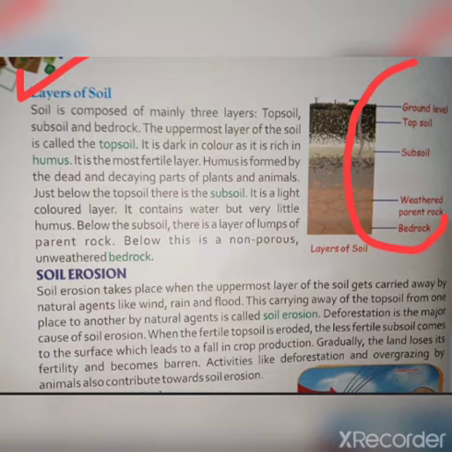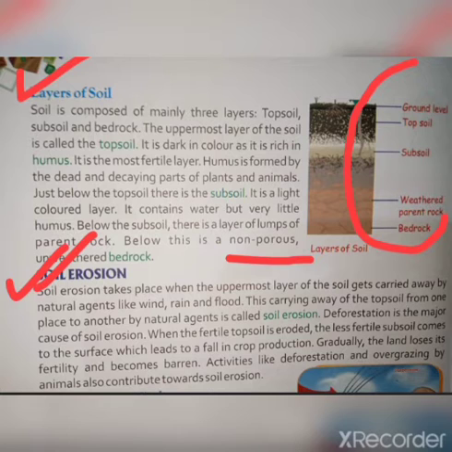Next, soil erosion. So what is soil erosion? Soil erosion takes place when the uppermost layer of the soil gets carried away by natural agents like wind, rain and flood. Okay, this carrying away of the topsoil from one place to another by natural agents is called soil erosion.